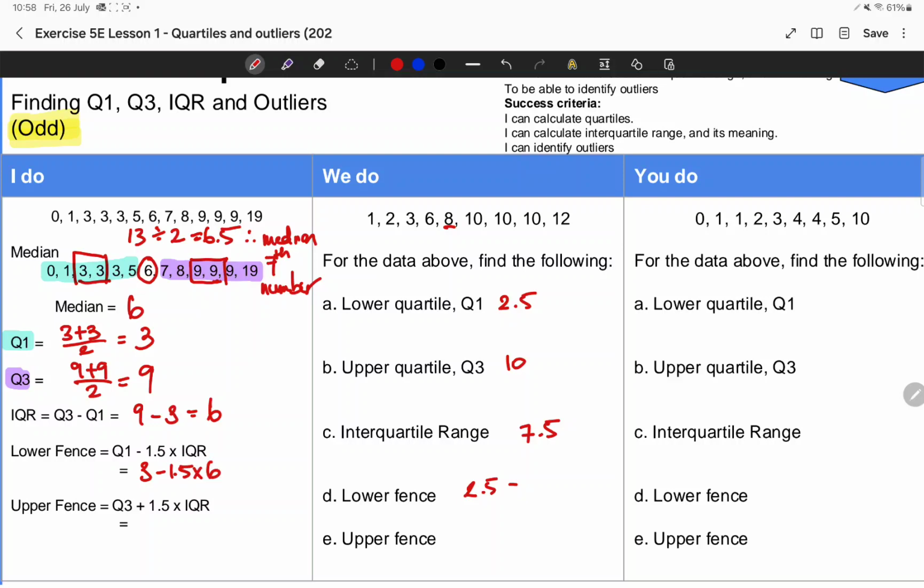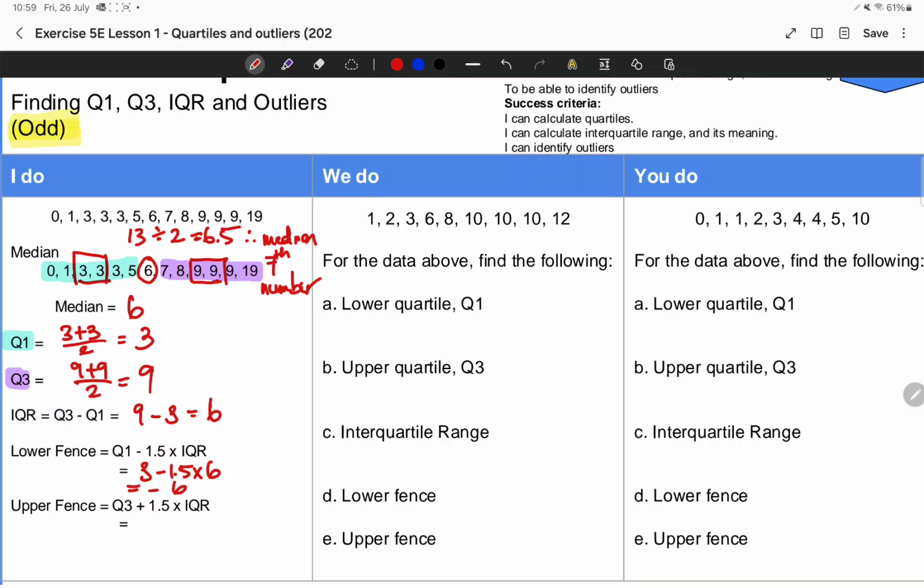Now remember, what we do need to do is follow BODMAS. So we're going to do 1.5 times 6, so that's 9. And you're going to do 3 minus 9, so it's going to be negative 6.